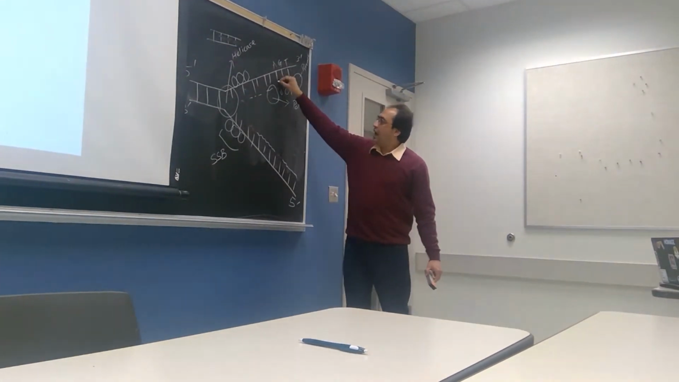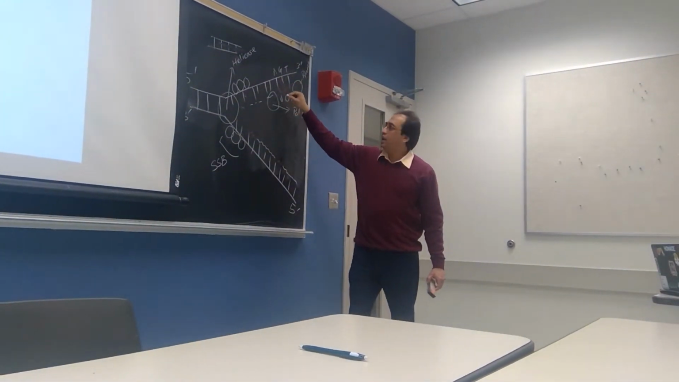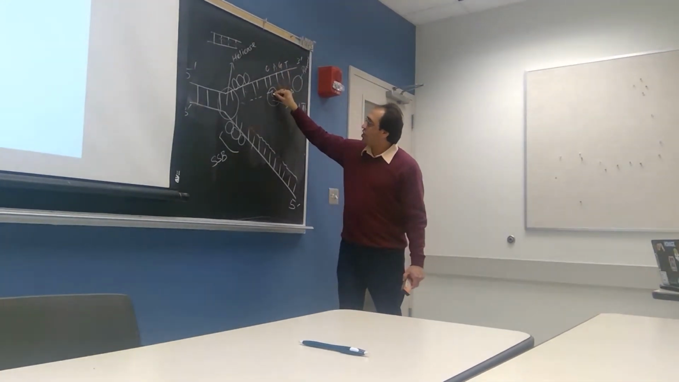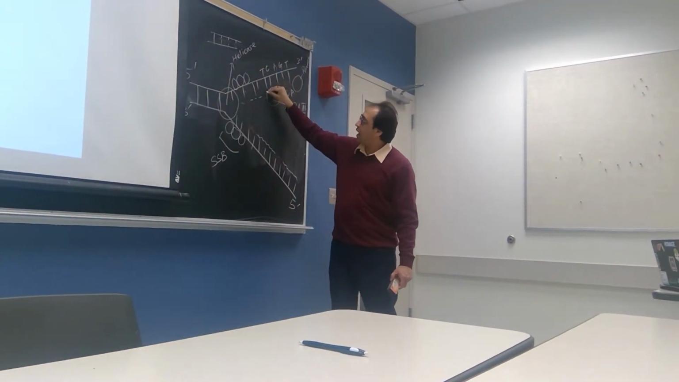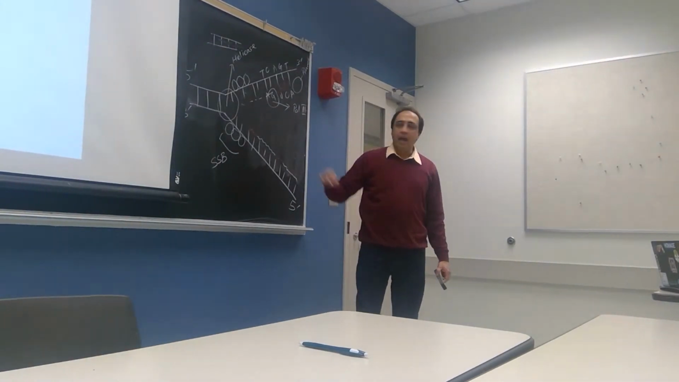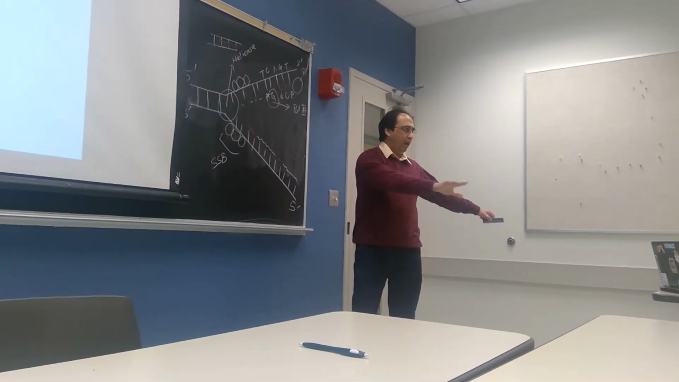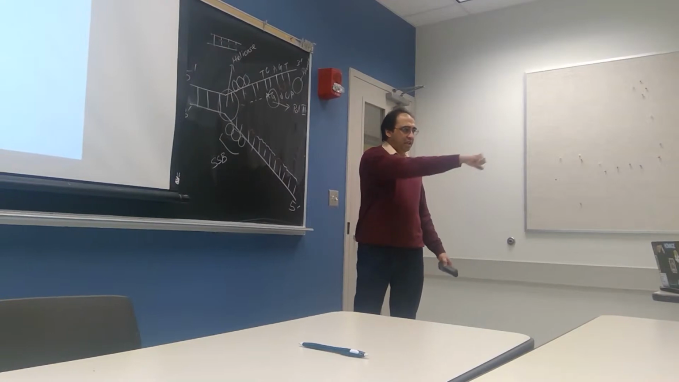If A is there, then it will add T. If it is C there, it will add G. If it is T there, it will add A, like this. And all these nucleotides are available in the cytoplasm. It just needs to call.